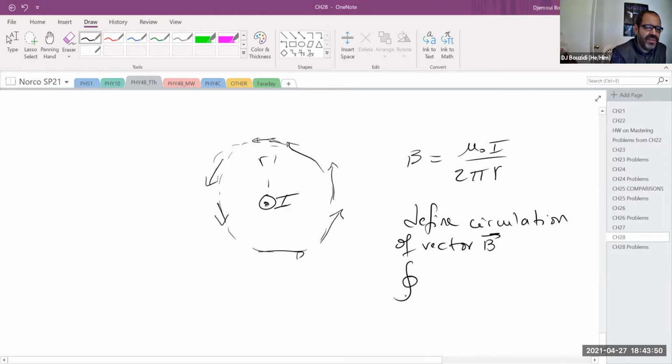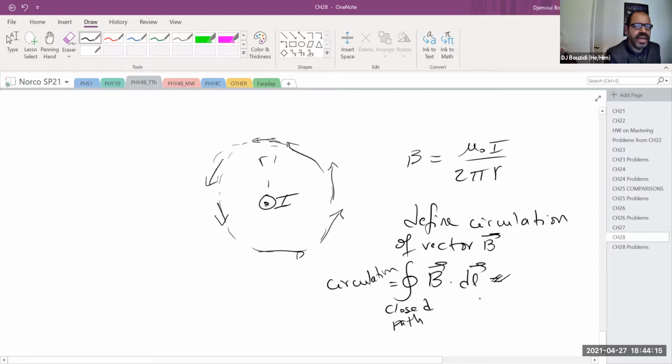The circulation of the magnetic field is going around a closed path. This path happens to be a special path, a circle. In general, it doesn't have to be. It could be any closed path. The integral of B dot dl, where dl is along the path, is equal to the circulation. This is by definition of circulation. Obviously, this is a scalar, a number like 12, because it involves the scalar product of two vectors.